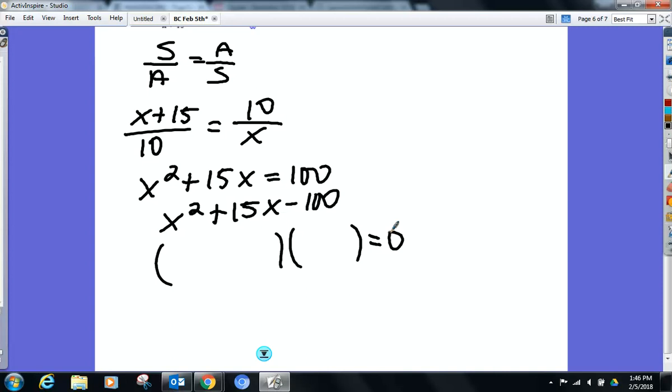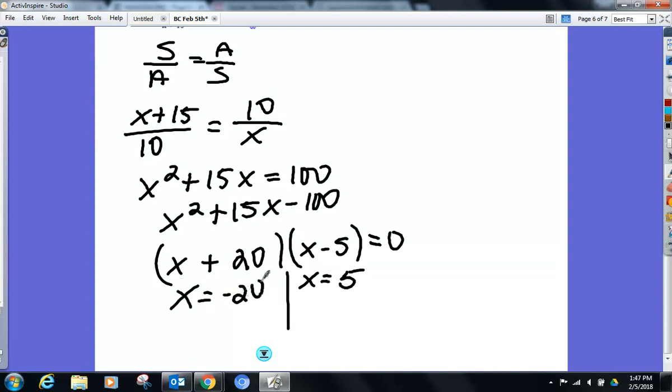So I keep going. 4 and 25. Am I going to get a 15 from 4 and 25? Nope. Of course, I'm leaving the actual answer to last, but 2 and 50. They multiply to 100. What am I leaving out other than 1 and 100, which I know does not work? 20 and 5. Yep. I can get a 15 from 20 and 5. What's the signage have to be here to add to 15? Plus 20 and minus 5. So x equals 5. And x also equals negative 20.